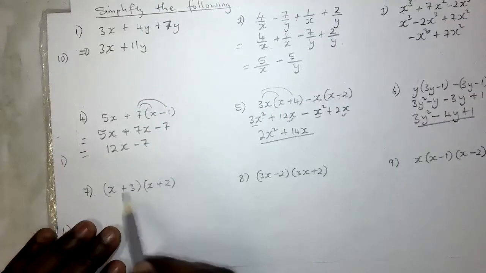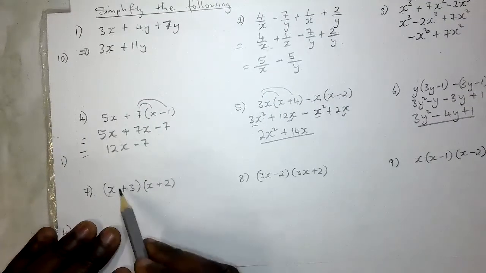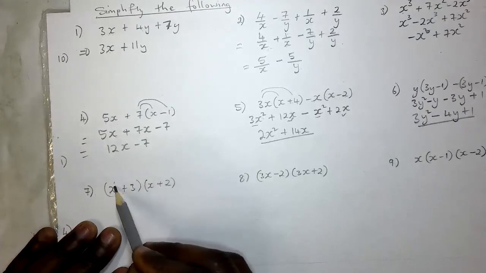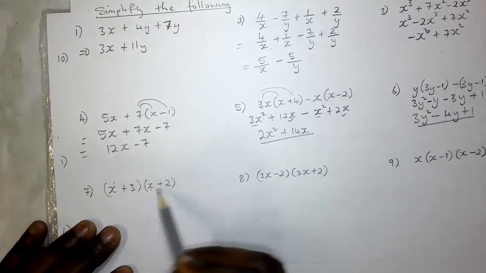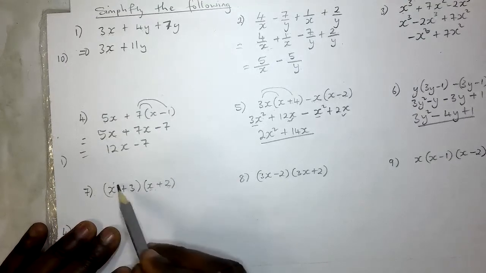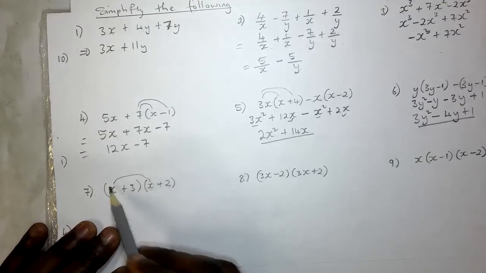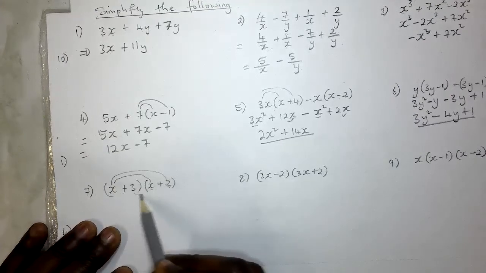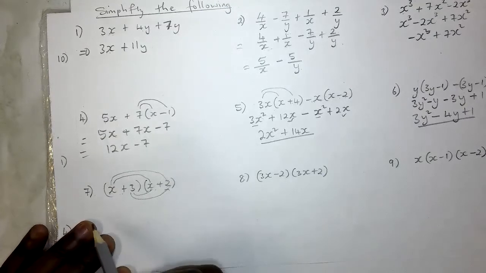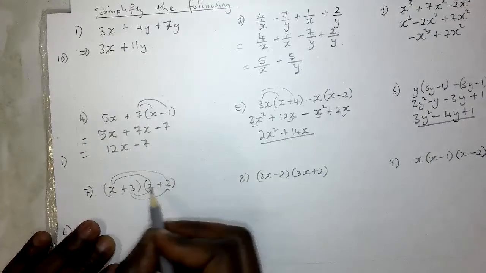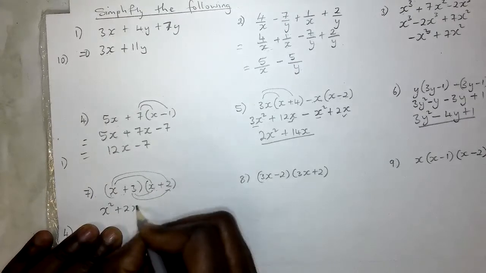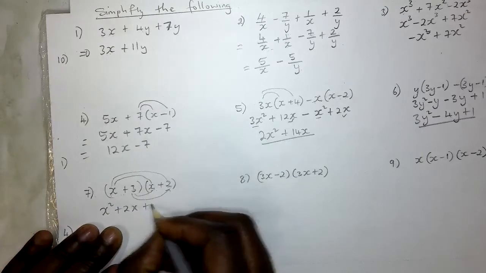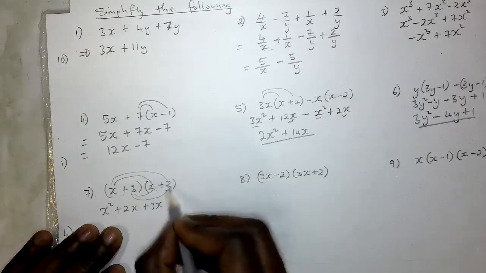When I'm given this type of brackets, what you do here is each variable in the first bracket must multiply all the variables in the second bracket. So what we mean here is that this must multiply this, and also must multiply this. Then 3 also must multiply x. 3 also must multiply 2. Okay. So let's start. X times x, we get x squared. X times 2, we get plus 2x. Then 3 times x, we get plus 3x. Then 3 times 2, we get plus 6.